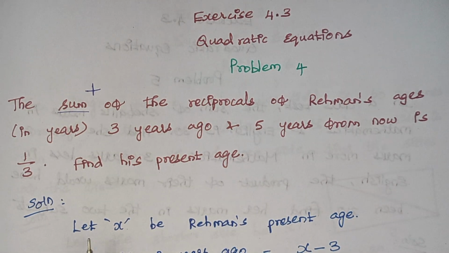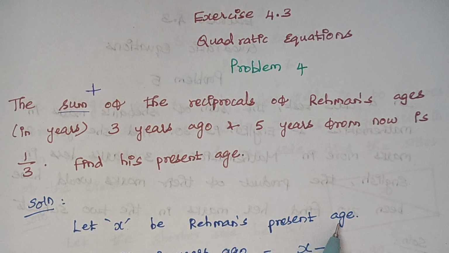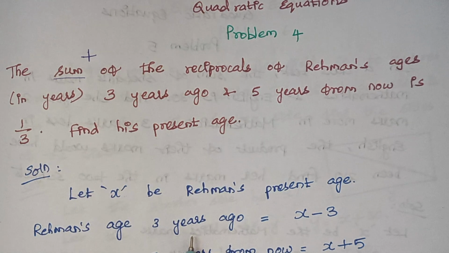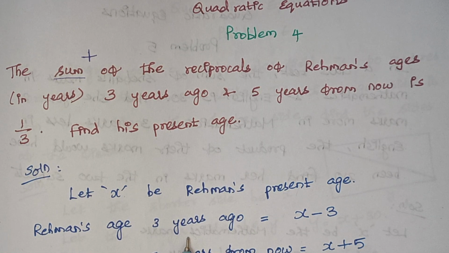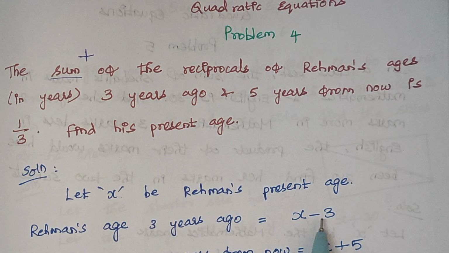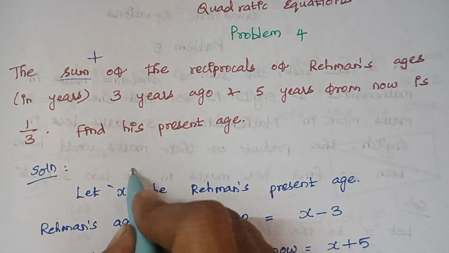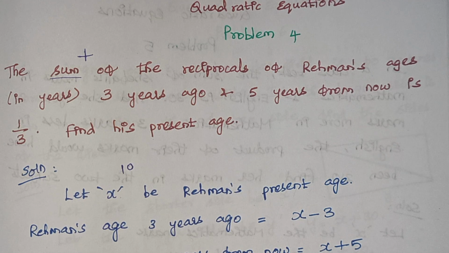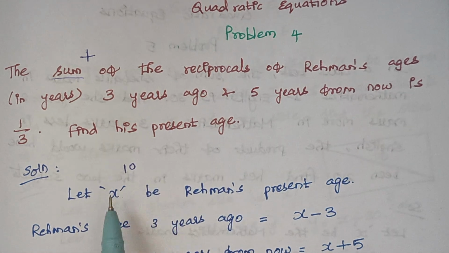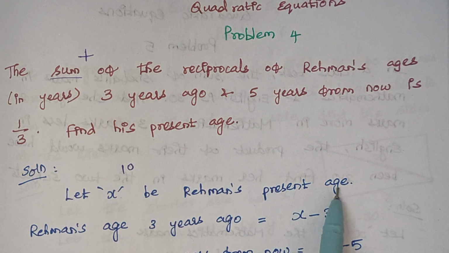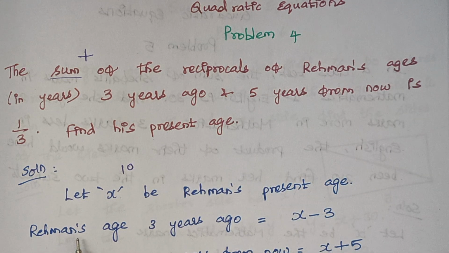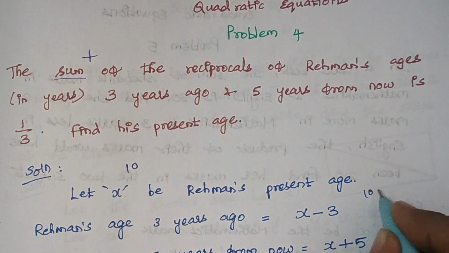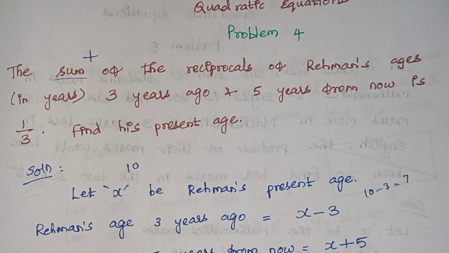So let x be Rahman's present age. What will be Rahman's age 3 years ago, that is 3 years before? It will be x minus 3. For example, just in order to give you a good clarity about the given problem, I am taking a number. Let 10 be Rahman's present age. So what will be Rahman's age 3 years ago? 10 minus 3, his age will be 7.